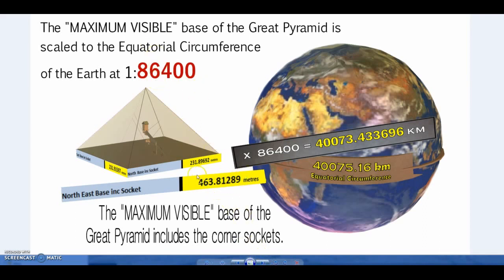But what we have, if we multiply the maximum visible base times 86,400, we get the equatorial circumference of the Earth. So already, because of the sockets, we've resolved the issue of the irregular sockets. The northeast corner and those sockets that are visible, 1, 2, and 3, create this ratio. So we have essentially perfection emerging from that.